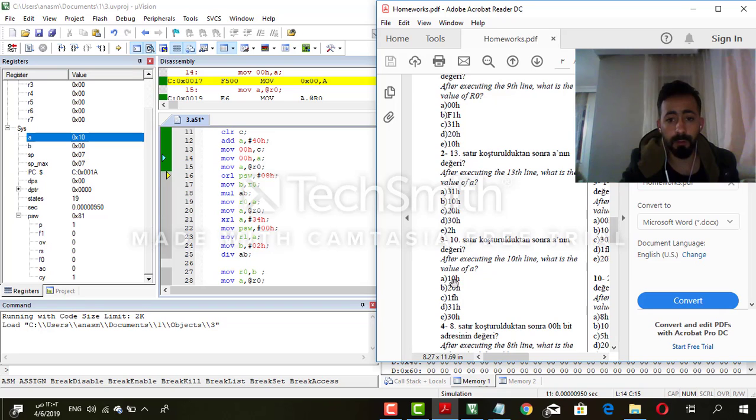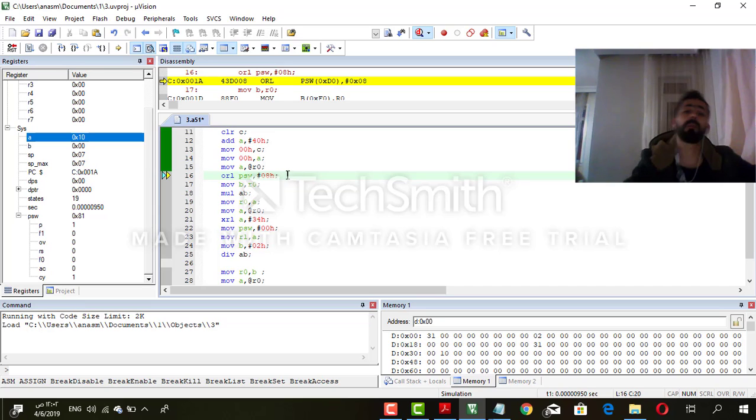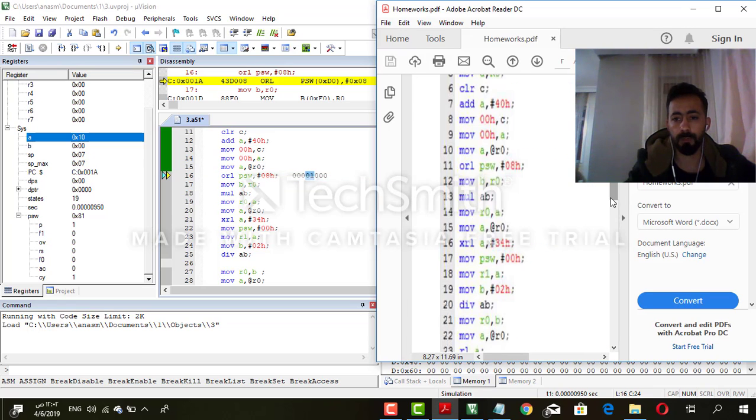Okay, after that, we will do this operation. As I talked about before, the program status word will tell us which bank we will choose. And as I told, 0, 0, 0, 0, 0, 0, 0 and 8 means 1, 0, 0, 0. So RS1 is 0 and RS0 is 1. So we will choose bank 1. So our operation is here now.